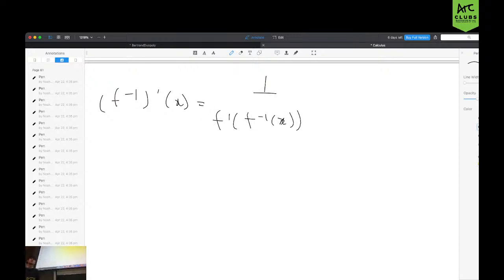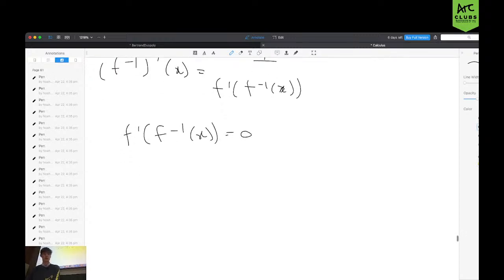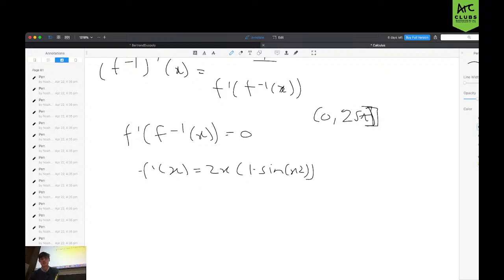So clearly this derivative is not defined wherever the denominator is equal to 0, right? And wherever the derivative is not defined, then the function is not differentiable at that point. So we can just think about solving wherever f dash of f inverse of x equals 0. So remember what f dash of x was? It was 2x times 1 minus sine of x squared. And so, okay, immediate solution, if f inverse x equals 0, then the derivative is not defined. But remember that the domain of f of x was this. So then the range of f inverse is the same thing, and it never equals 0, so that's not a solution.